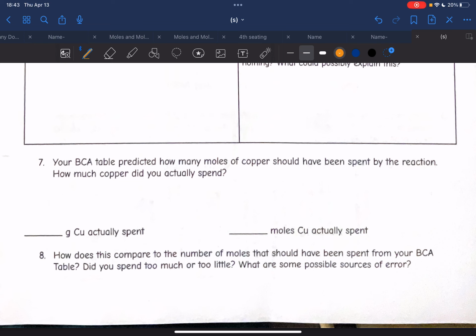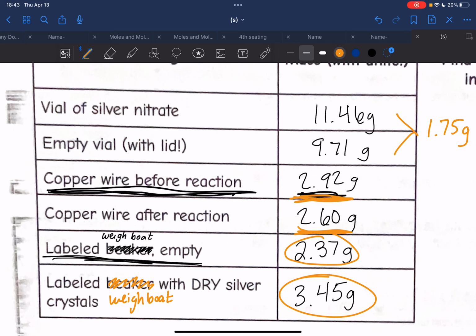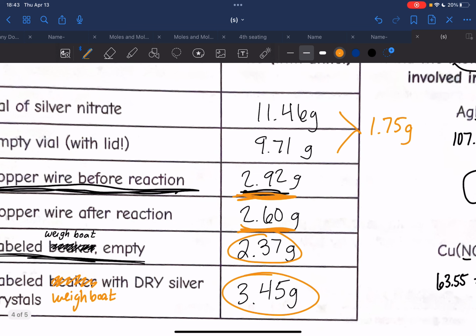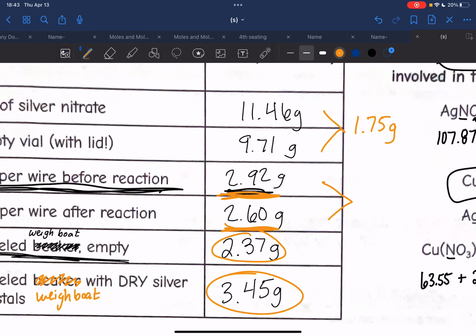How much copper did I use? Well, I started with this much, and in the end, I had this much left. So to get how much I used, all I need to do there is do subtraction, right? So subtract 292 minus 260, and that gives me 0.32 grams. That's how much copper I actually used. I actually used 0.32 grams of copper.